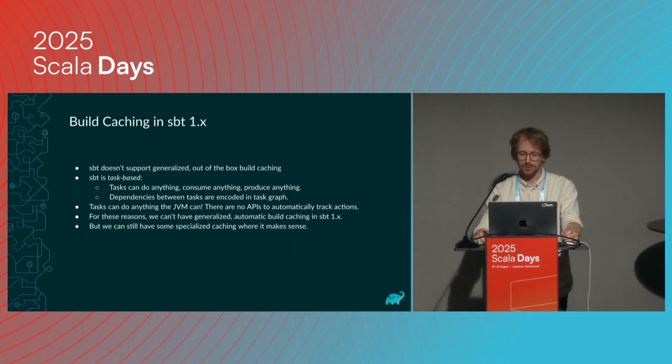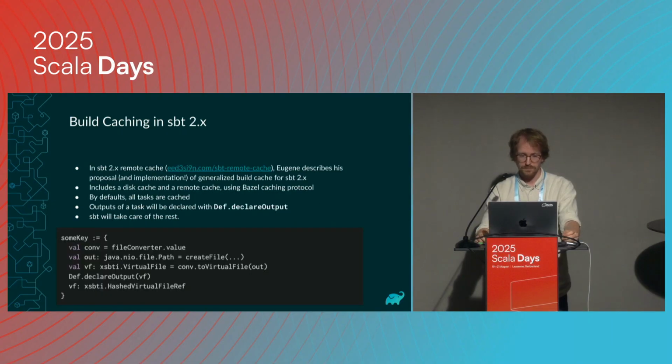Because we don't have that much control over what happens, we can't have really generalized automatic build caching in SBT 1.x. However, SBT still has some specialized caching where it makes sense. In SBT 2, the situation is going to be better because there is the implementation for remote and local cache.